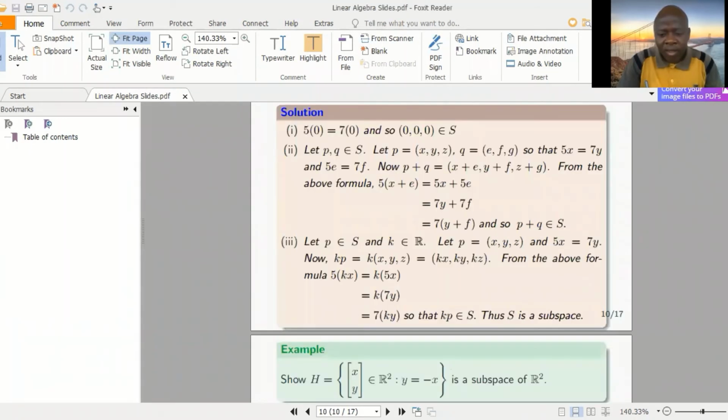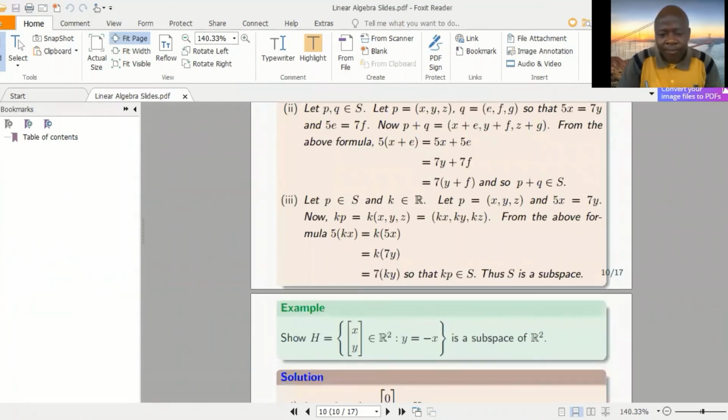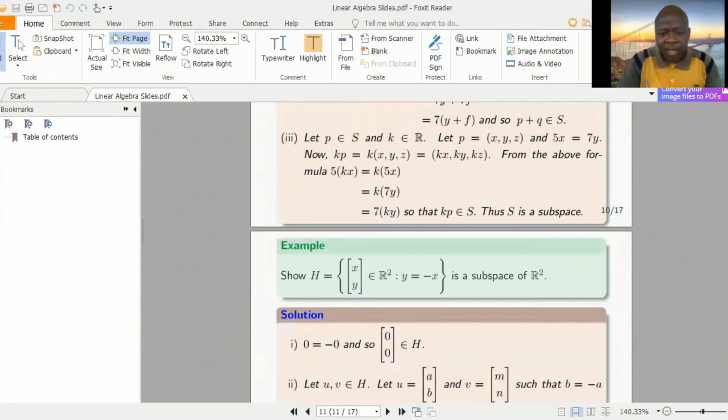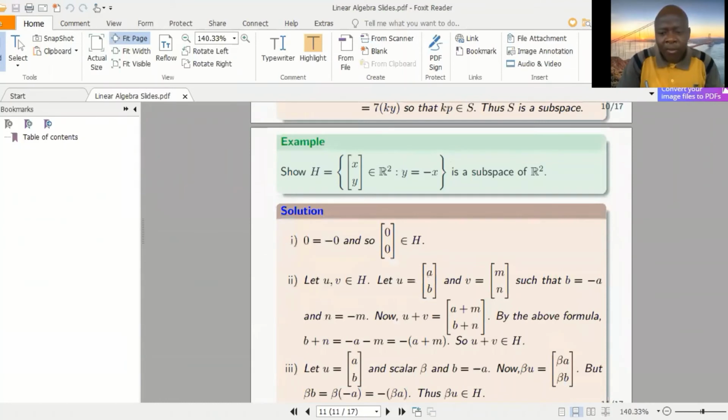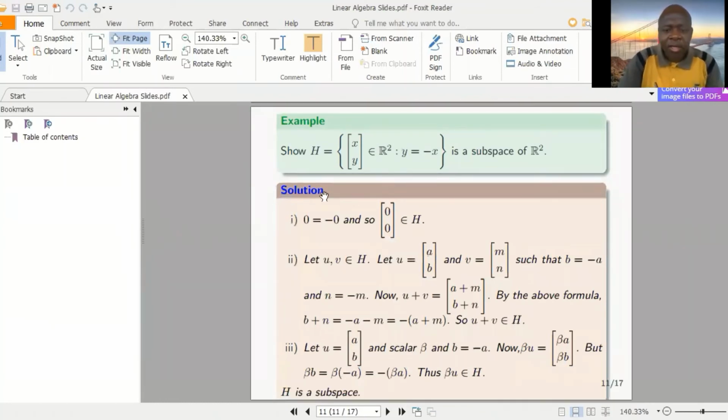What is the other example? So I give as many examples as possible to ensure that you are familiar with the concepts before we proceed to the other topic in another video.